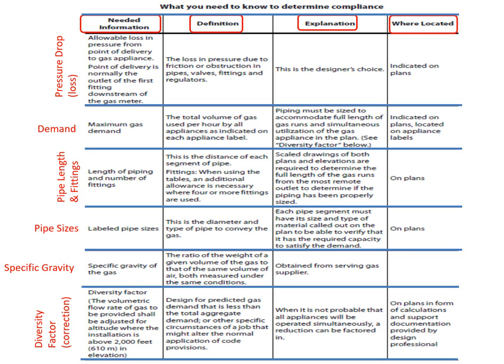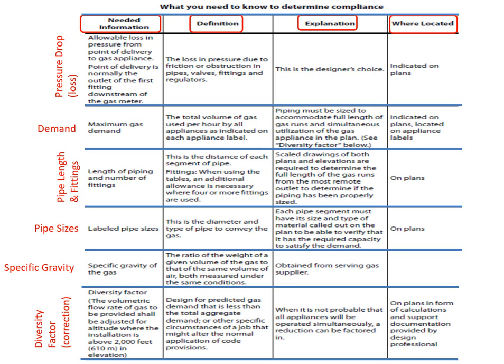The definition: designed for predicted gas demand that is less than the total aggregate demand or other specific circumstances of a job that might alter application of code provisions. Now, maybe we have an appliance, two appliances per se, that may not run at the same time. The designer must consider this and design for the higher input value of the appliances at hand.